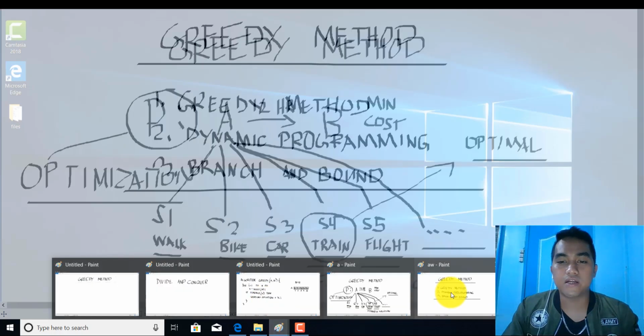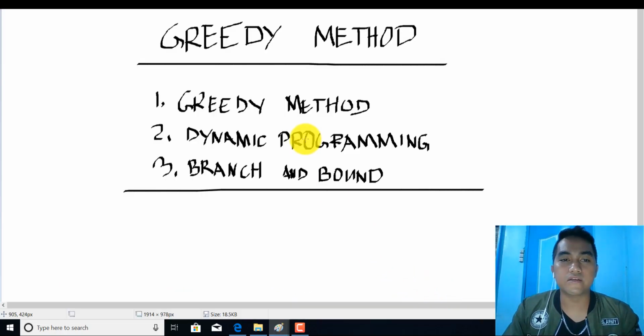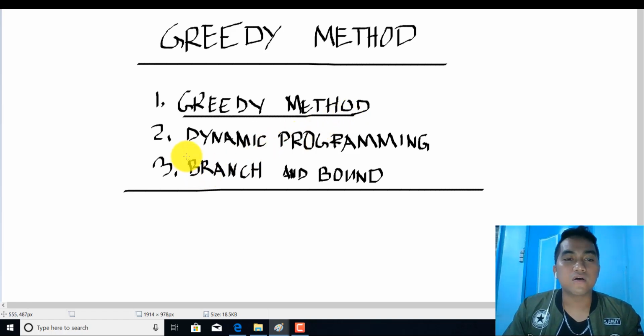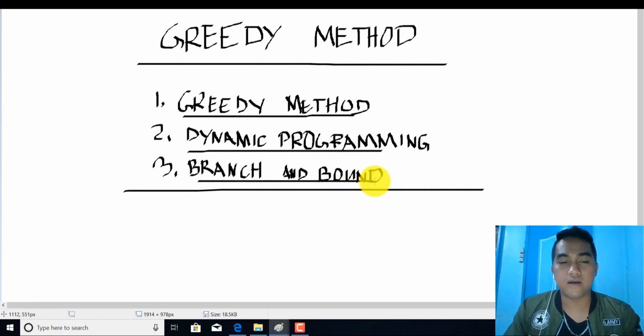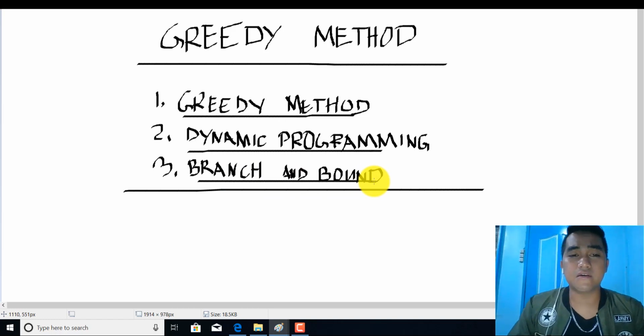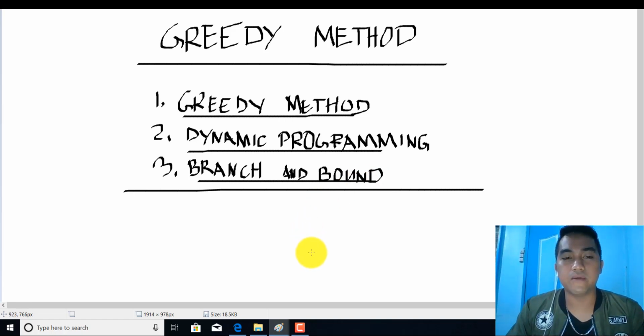I have other approaches or methods to solve these optimization problems. One example is the greedy method, which I discussed a while ago. Another method is dynamic programming, and also branch and bound. So these are the methods that solve optimization problems, but with different approaches.